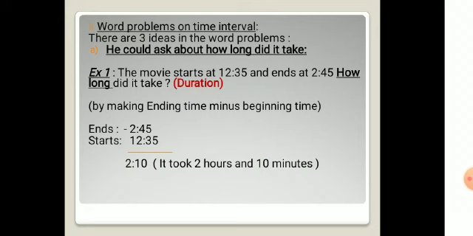So when I'm asked about duration, when it comes to writing the answer, I have to write the answer in the form of words. It took 2 hours and 10 minutes. Don't ever write it in a digital form, 2:10. When you're asked about the duration, you have to write the time in words, 2 hours and 10 minutes. Excellent. This is the first point relating to word problems when you're asked about the duration.